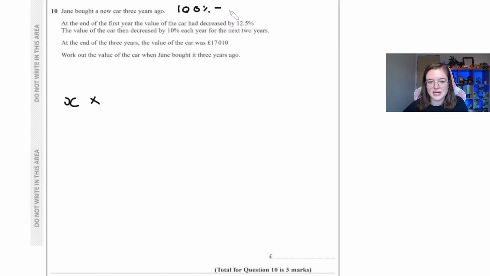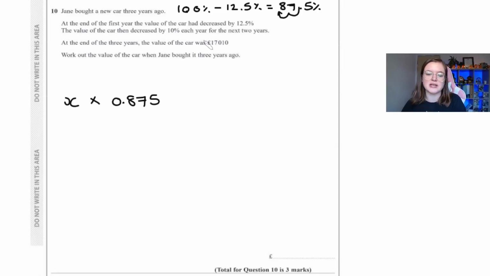So for the first year, we're taking away 12.5%, which will give us 87.5%. And then to make it into the multiplier, I make it into a decimal. Just going to divide it by 100. So 0.875. And then that is equal to whatever it was at the end of the first year. However, we don't know that. We just know what it was at the end of all of the years, the 3 years. So what we can then do is just keep adding on. So that was the first year. The second and third year are the same as each other. So second and third, we work out the multiplier in the same way.